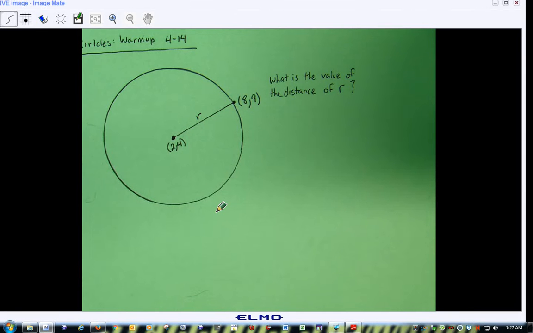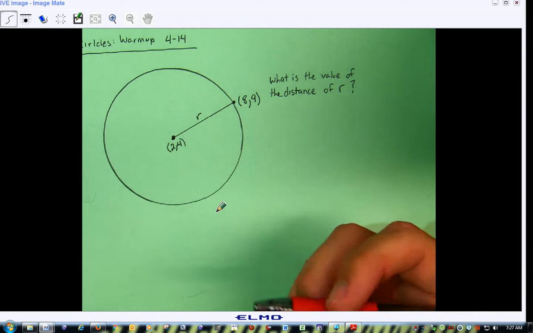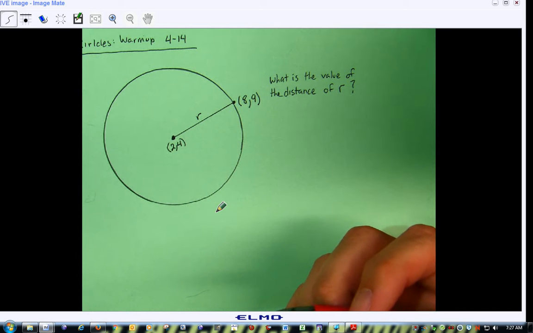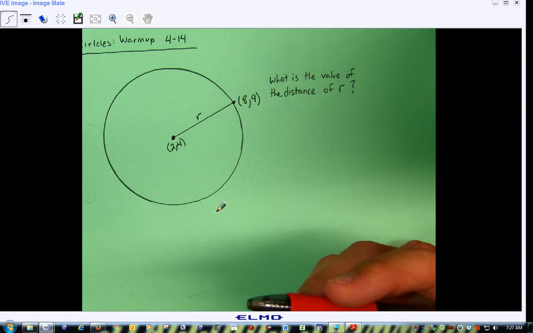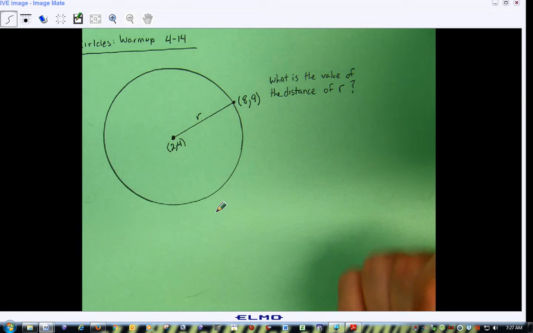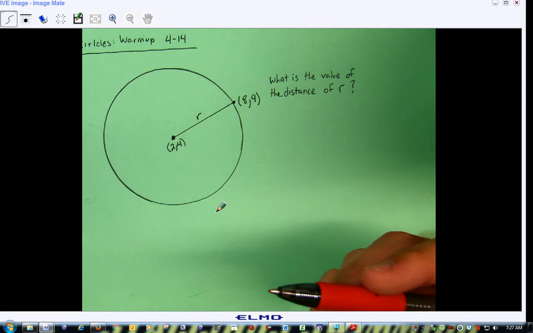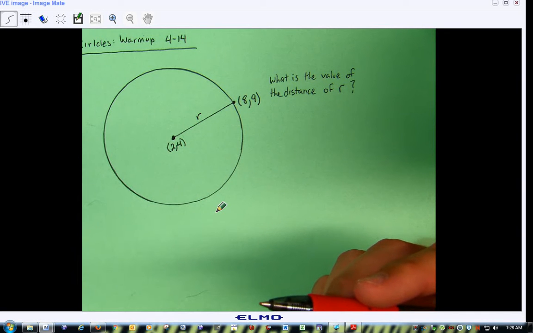Now, what we're actually doing is we're trying to figure out how to calculate or come up with the equation of a circle. And when it comes right down to it, who can tell me the one characteristic of a circle that is always constant?